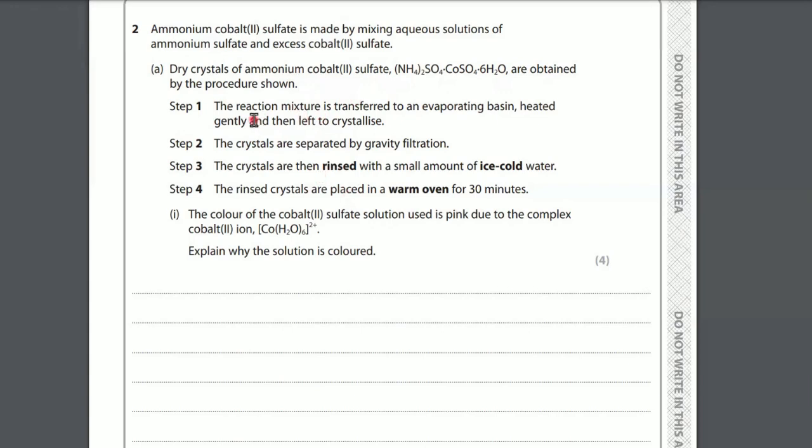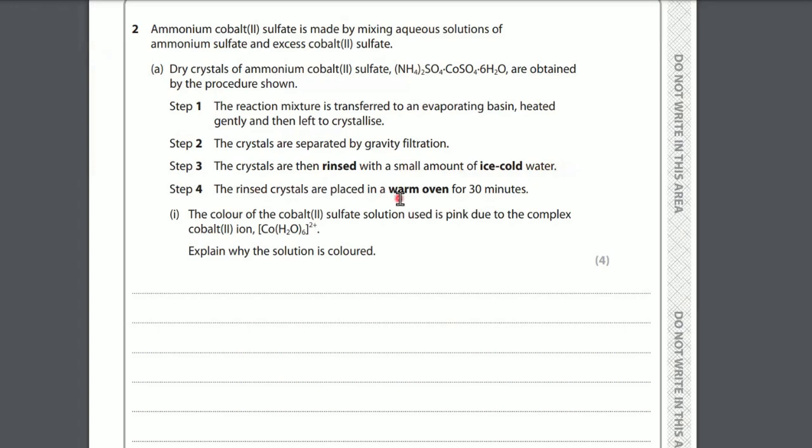So we've got step one here. The reaction mixture is transferred to an evaporating basin, heated gently, and then left to crystallize. Step two, the crystals are separated by gravity filtration. And then step three, the crystals are then rinsed with a small amount of ice cold water. And step four, the rinsed crystals are placed in a warm oven for 30 minutes.